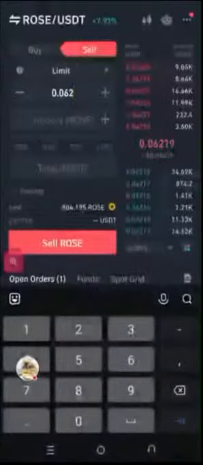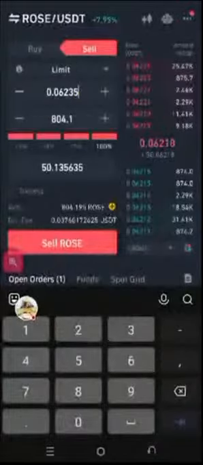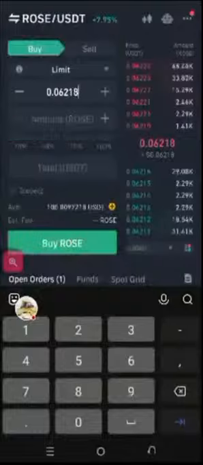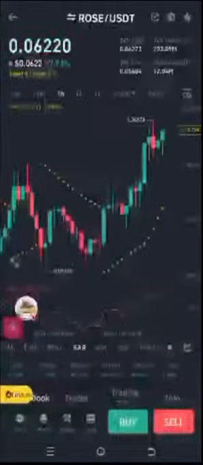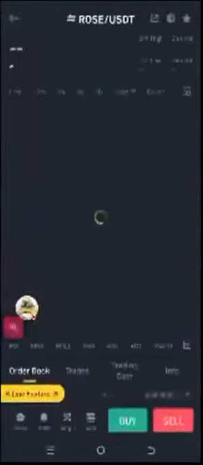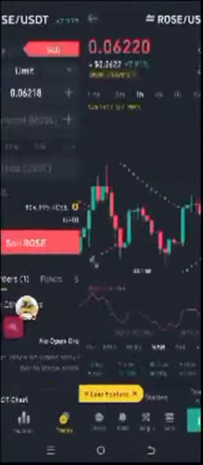I think that was 6235. I don't know. Was that it? No, that was not it. Where did it go to? It went to 6273, so I think it was 635. Yeah, 635. Still in pump mode. Okay, let's go.